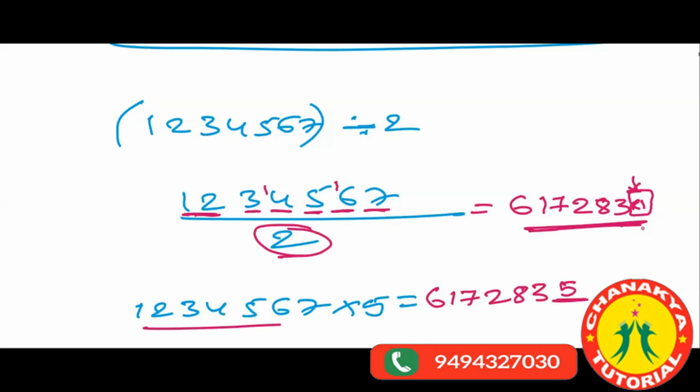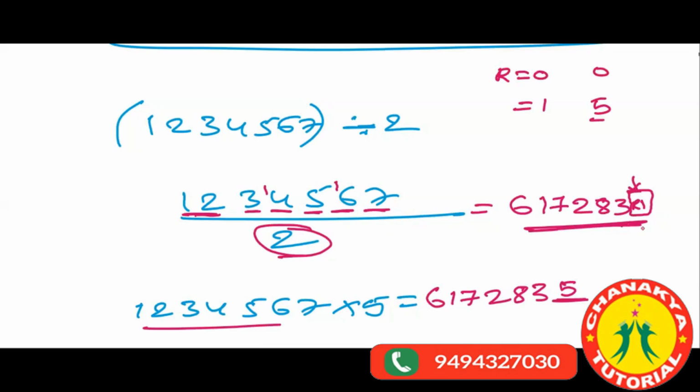Siddhant, understood? It will be 1 into 5, that is 5. Yes, you can keep it like that. Because if the remainder is 0, 0 into 5 is 0. If the remainder is 1, 1 into 5 is 5. You can think like that.